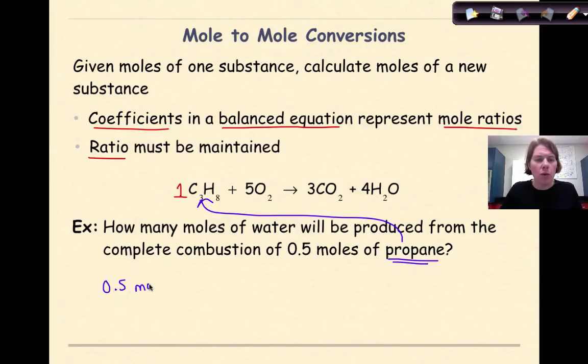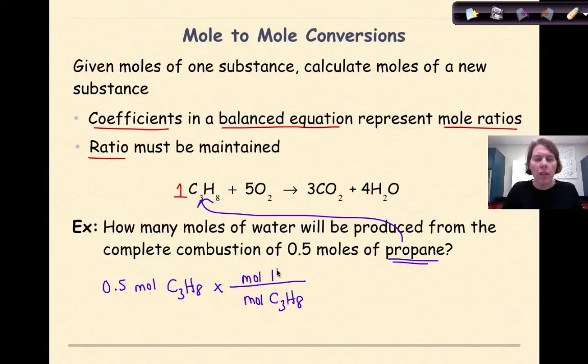0.5 moles of C3H8, multiplication sign and a line. Now whatever unit I start with, I'm going to put on the bottom of my ratio. Moles of C3H8. And what do I want here? I want moles of water.